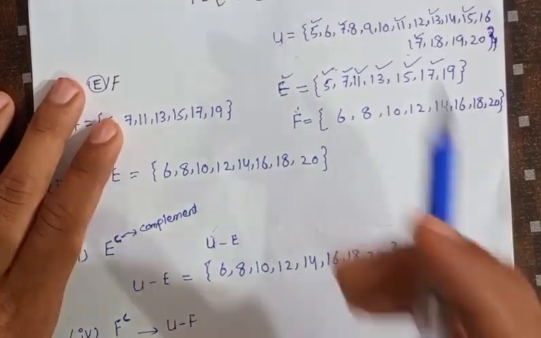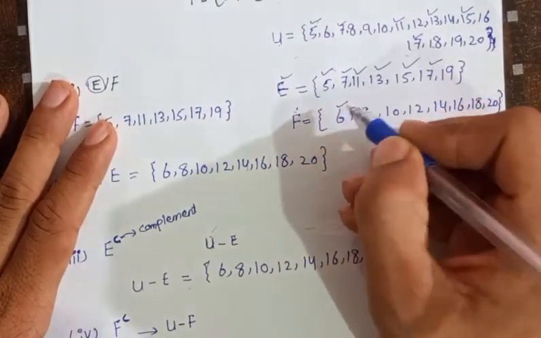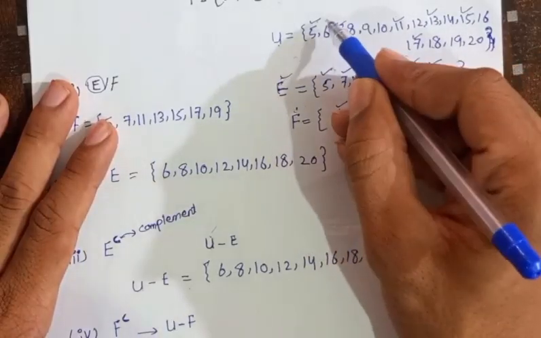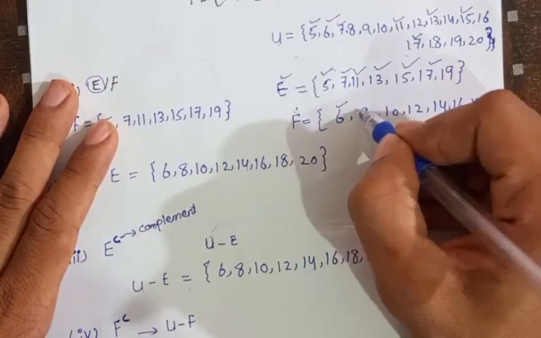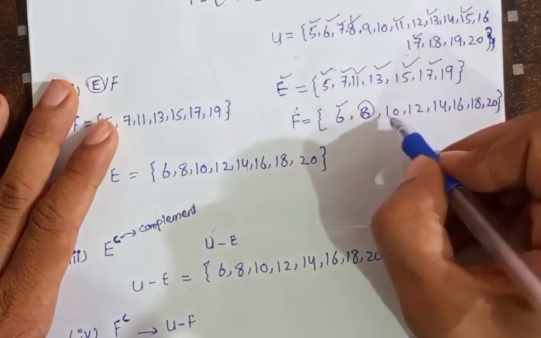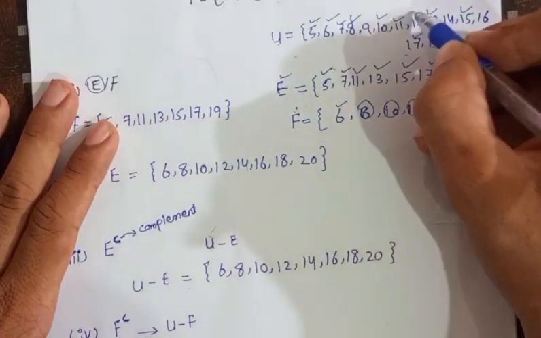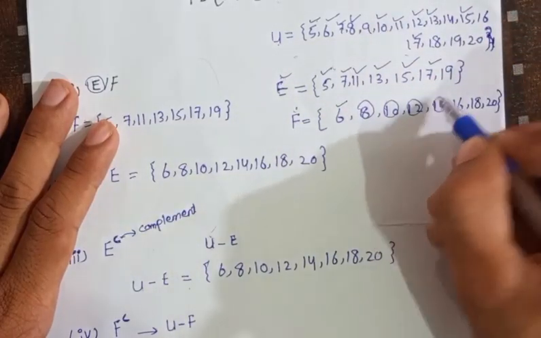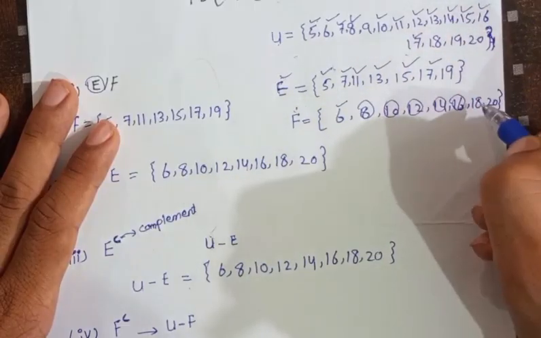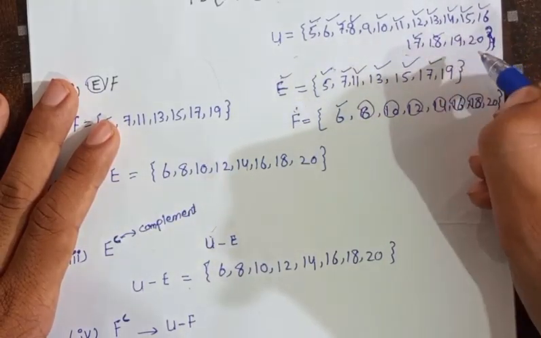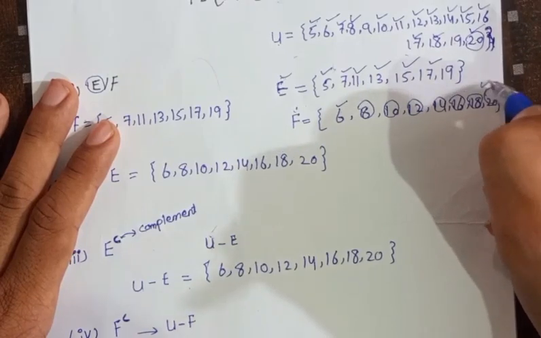Okay, see here, 6 is common because it is present in both set F and universal set U. So 8 is common, 10 is common, 12 is common, 14 is common, 16 is common, 18 is common, and 20 is common.